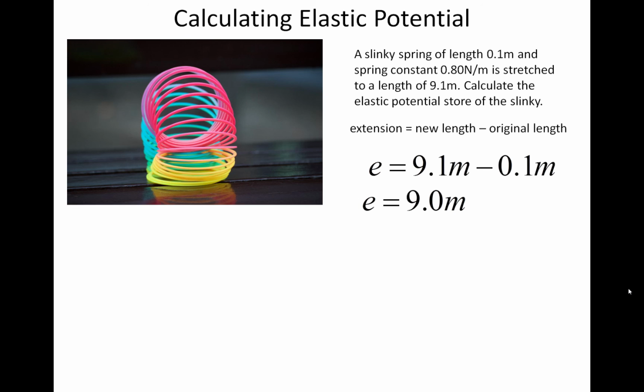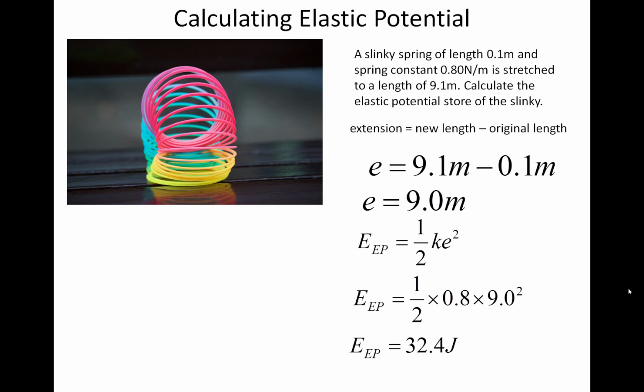Once we have the extension, we can look back to the question and see that we already have the spring constant, and so we have E_EP equals a half k e squared, replace the k with 0.80 and replace the e with 9.0. This gives us an answer of 32.4 joules. Finally, again, because we've got two significant figures in the question, we can round our answer to approximately 32 joules.